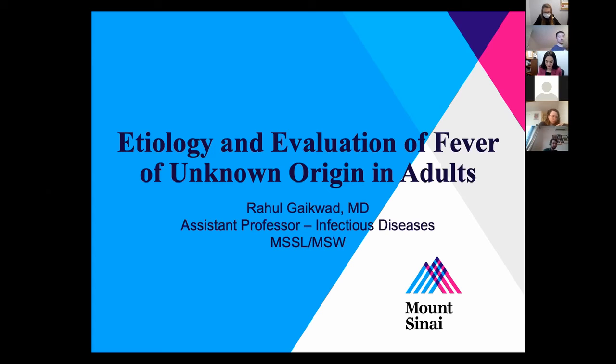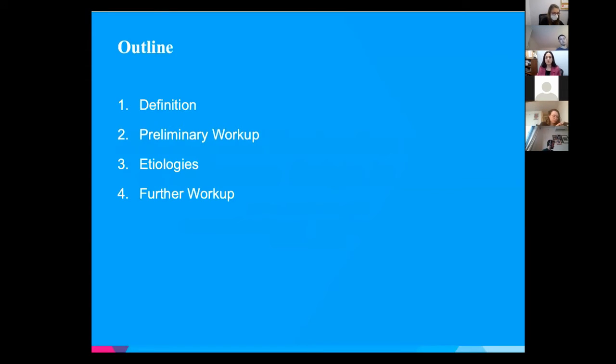All right, so I guess we can get started. So yeah, I'm going to be talking about etiology and evaluation of FUO in adults only. So I'll go through a couple of definitions of FUO and then preliminary workup, and then we'll talk about potential etiologies and more specialized directed workup.